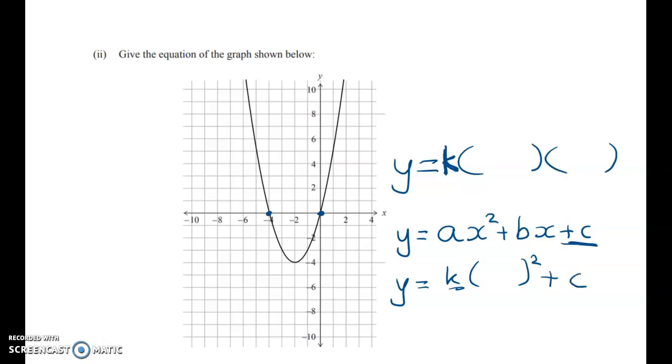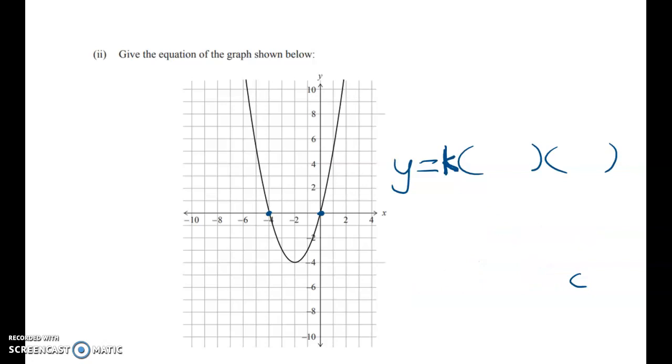But in this case, we're really lucky because we know the 2 x-intercepts. So what I can say here is that the first x-intercept is at 0 and the second one is at -4. So that means that my equation will be k times x plus 4. Right, so why is it plus 4 when my intercept is -4? What is going on there?